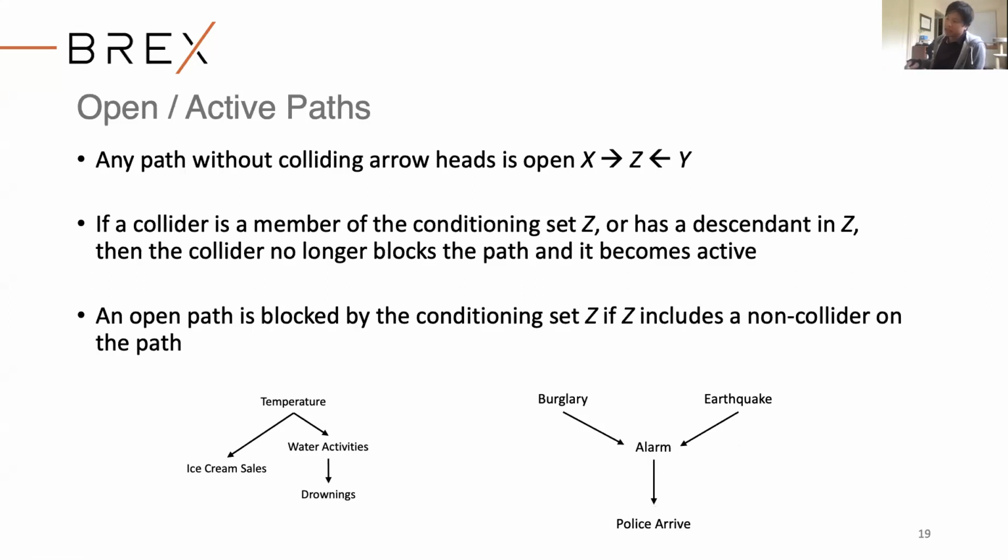So just to summarize, collider paths do not transmit correlation, but as soon as I condition on the collider, or control for the collider, or an effect of the collider, it opens up the correlation and dependency along that path.